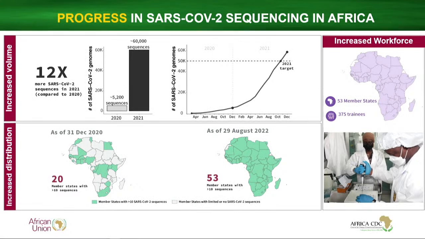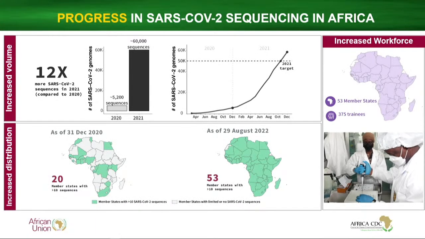As you can see here, these are the countries that had sequences in 2020. But by 2021, almost 53 of the 55 countries had sequences. So more expansion of coverage of sequences, because this is very important to close the blind spots in the continent.